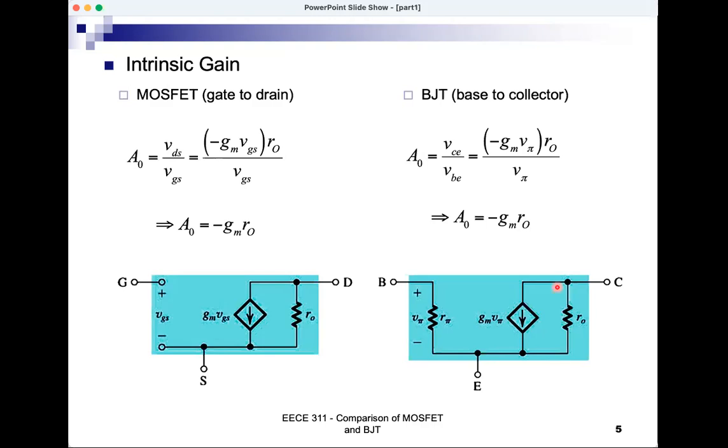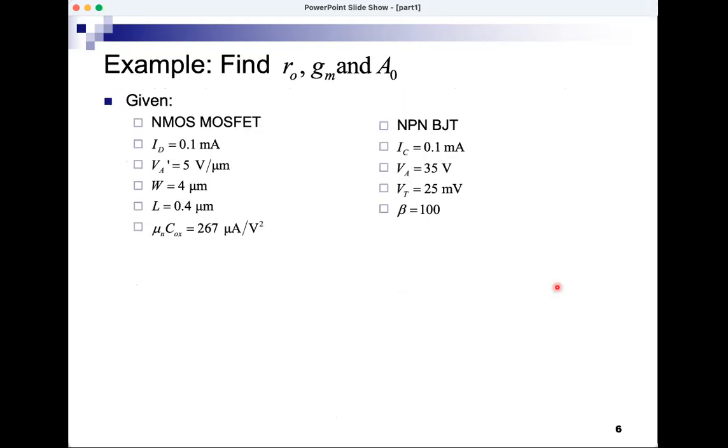Now let's see how large this GM RO is. This is the intrinsic gain, so it's how much gain we can hope for from a transistor. And this should be a large number. If we say that the transistor is a good amplifier, then this intrinsic gain should be a large number. So let's take an example to see.